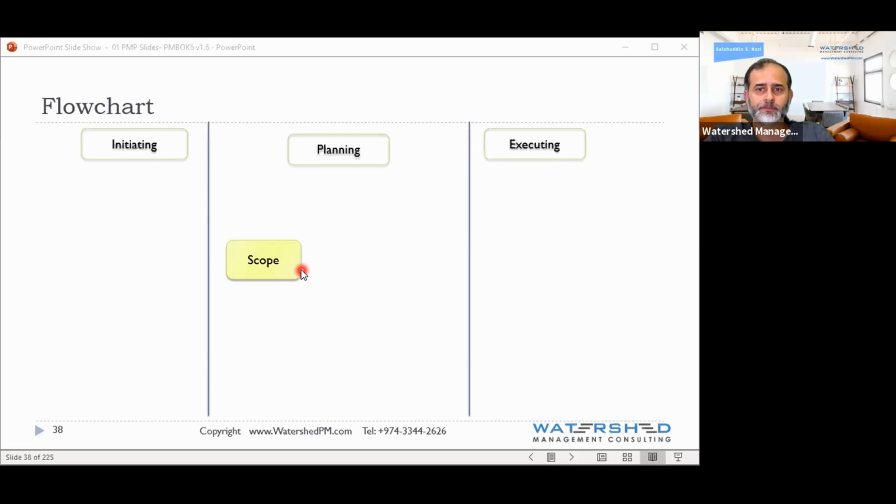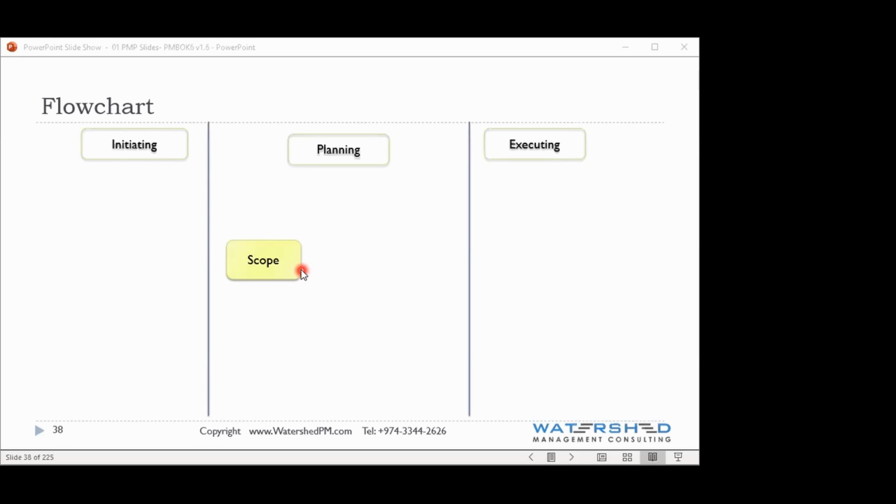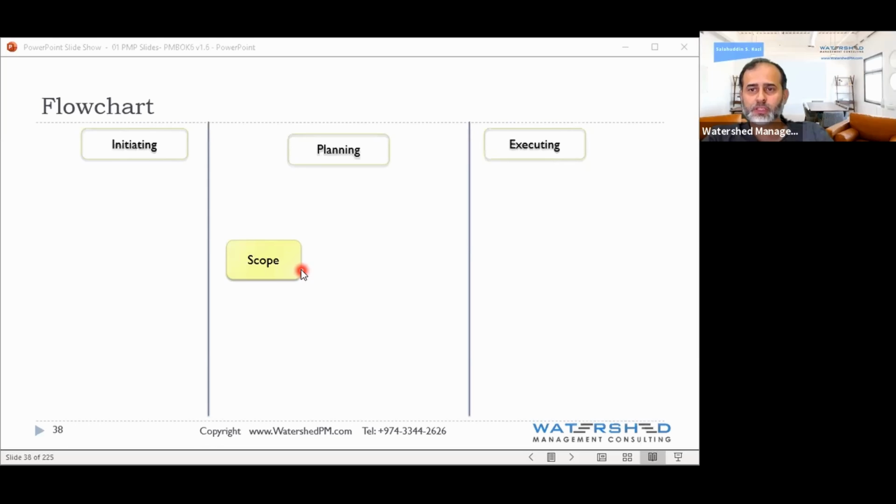In planning, scope is first. What would be last? Procurement? No. Even risk, no, because if you have risk, then you need to put a budget for it. So risk is not last. Procurement, same thing. Procurement means you have to figure out vendors, like your resources, and you have to pay them. So you need to know how many vendors and how much they are charging you, and that you add to the project budget. So procurement is not last.